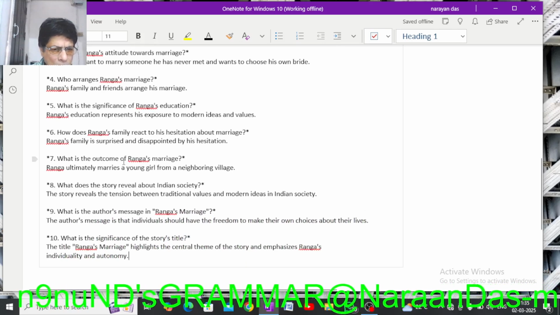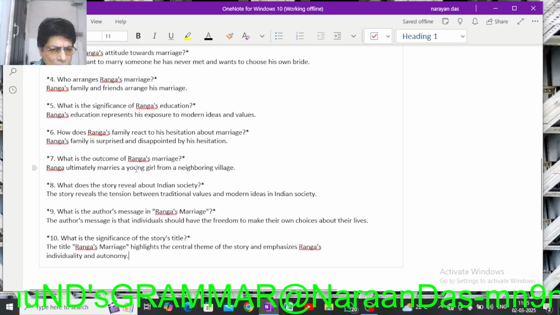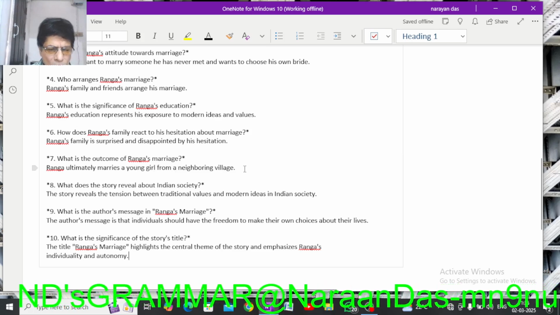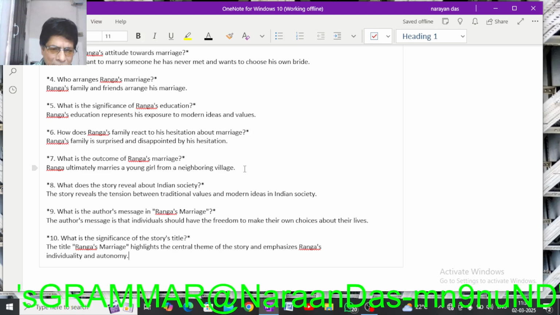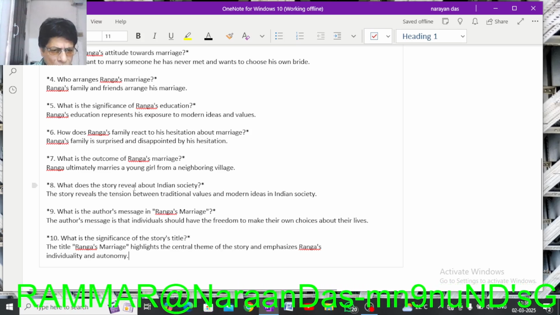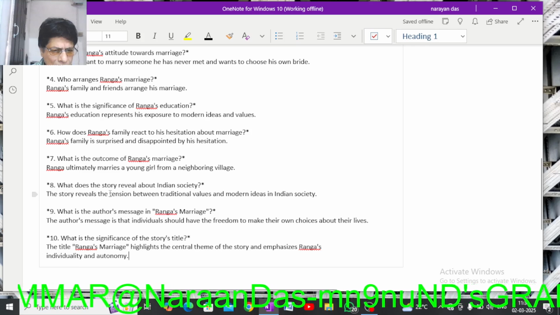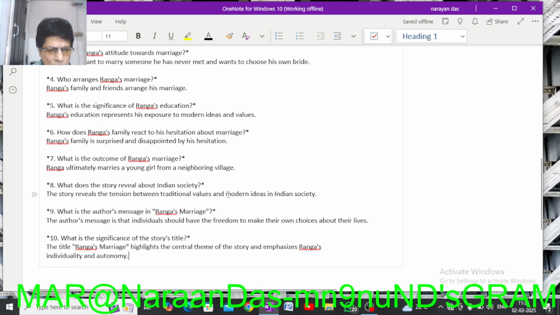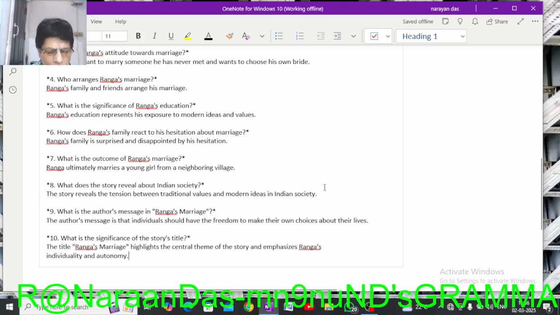What is the outcome of Ranga's marriage? Ranga ultimately marries a young girl from the neighboring village whose name is Ratna, and they had children and were living happily as a couple. Number 8, what does the story reveal about Indian society? This is very important. The story reveals the tension between traditional values and modern ideas in Indian society about marriage and other practices.